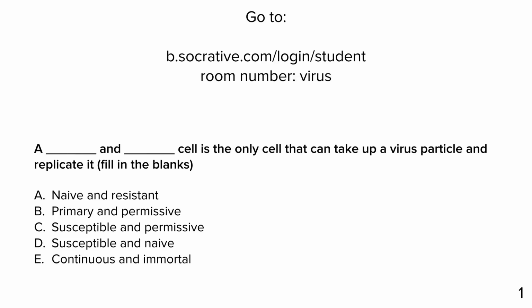Okay, let's do a quiz. The infectious cycle. A blank and blank cell is the only cell that can take up a virus particle and replicate it. Fill in the blanks. A, naive and resistant. B, primary and permissive. C, susceptible and permissive. D, susceptible and naive. E, continuous and immortal. Most of you got C, susceptible and permissive. That's right. So those two words, susceptible, having receptors, and permissive, being able to replicate the viral genome.